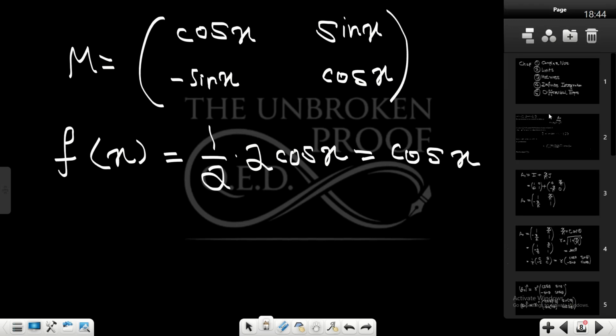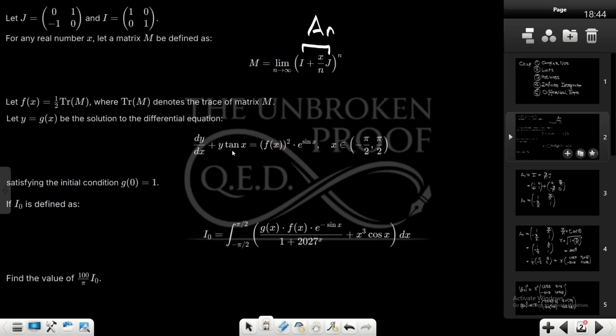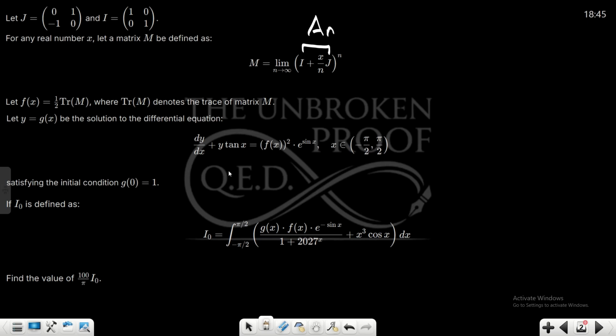Now if you know f of x, you will find g of x easily. They are saying that g of x is the solution of this differential equation, so let me copy paste this.